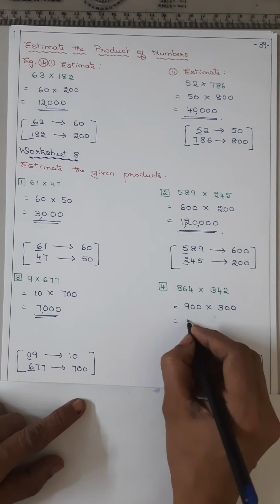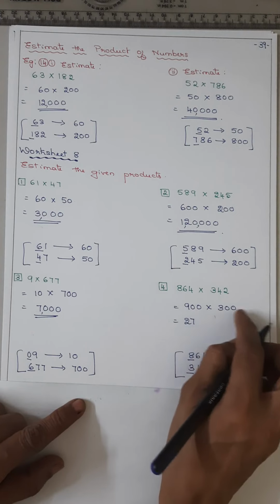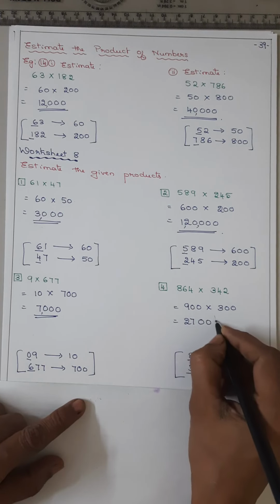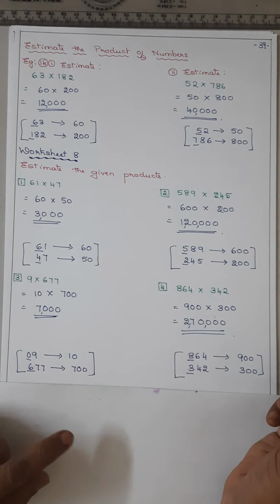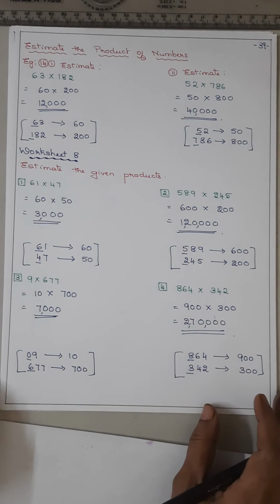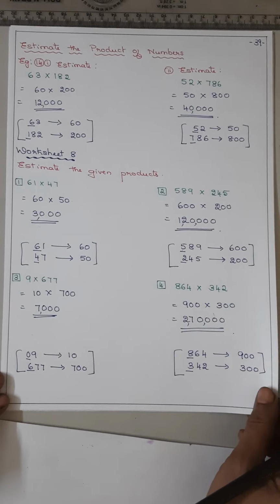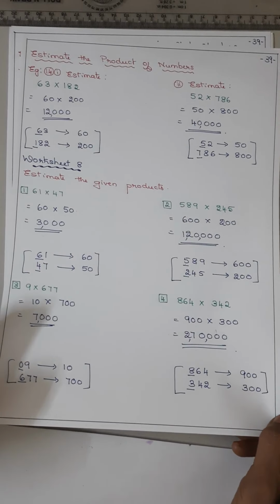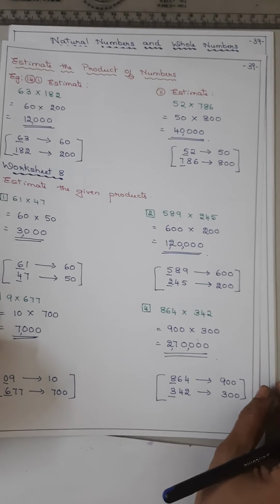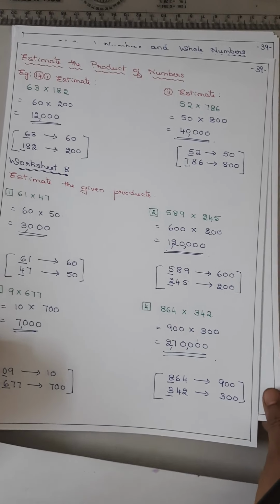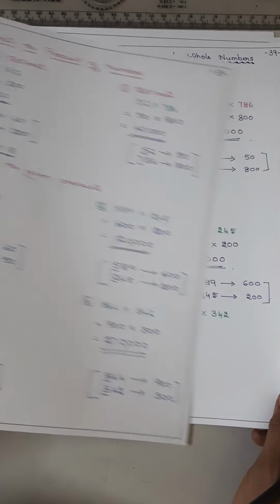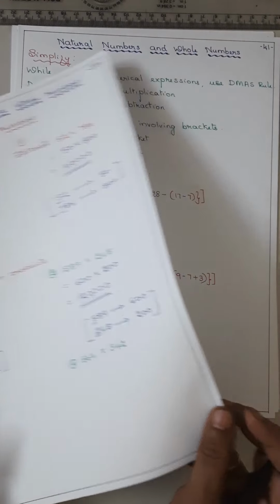9 3s are 27. 1 2 3 4. कॉमास डालो. आंसर आया 2,70,000. Is it okay? Clear? So we have completed the worksheet 8 up to question number 4.